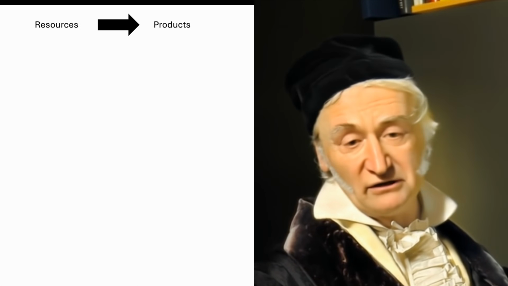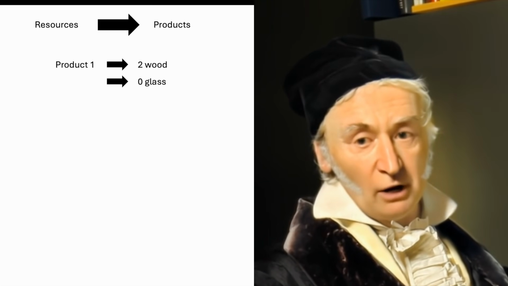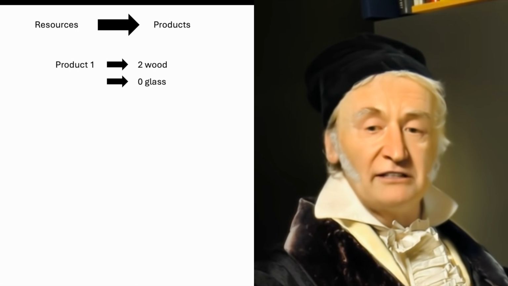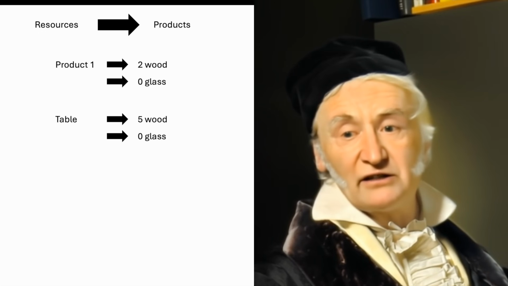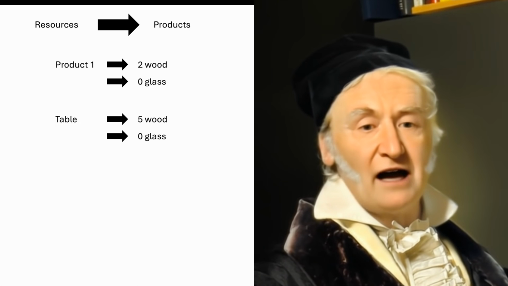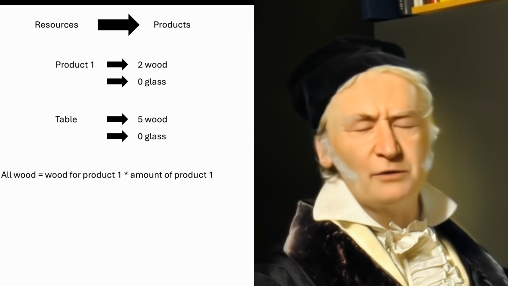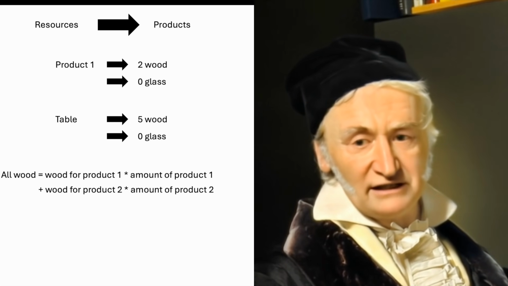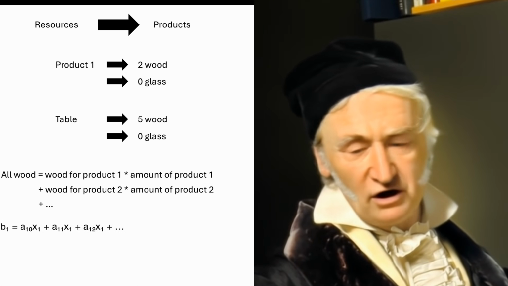Dr. Gauss, please give us an example of a system of linear equations. Certainly. Suppose that a company produces products using resources. To produce such a product, such resources are required. Our objective is to find an optimal production plan where we produce without resources left over. For instance, product 1 contains 2 units of this resource and 0 units of this resource. For example, a table may contain 5 wood and 0 glass. So in an optimal plan, the amount of wood is equal to product 1's wood times the number of product 1's, plus product 2's wood times the number of product 2's, and so on for all products. We do this for all the resources.